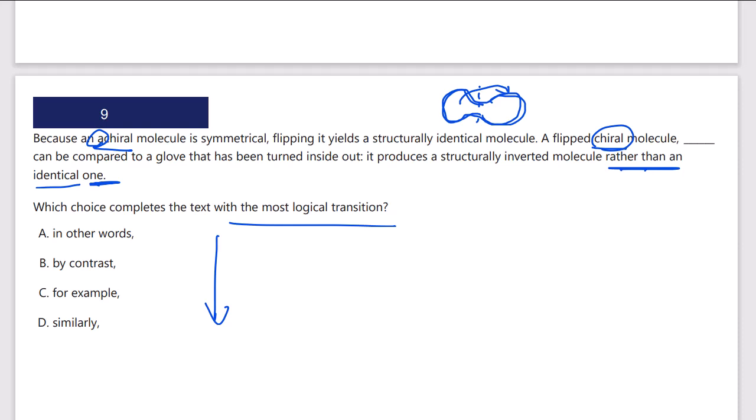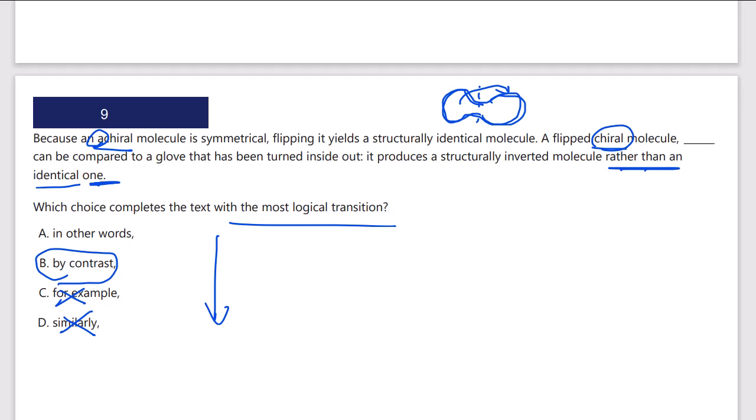Quick read, they look alike, so you could miss that. I could see students missing that. So it's not an example, the second part. It's not similar. It's a very different molecule that is not identical when you flip it. So by contrast, I think. In other words, well, let's just check.